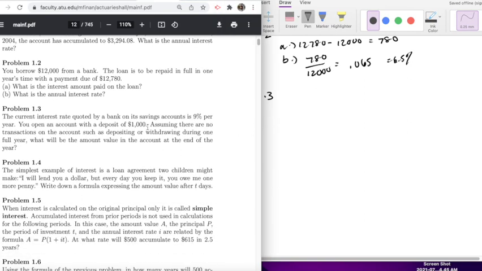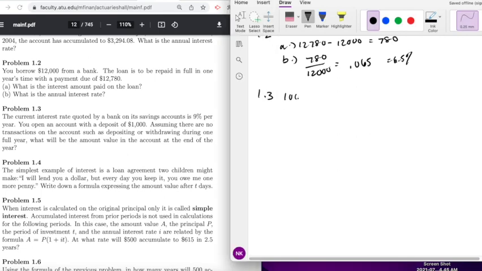Question 1.3. The current interest rate quoted by a bank is 9% per year. You open an account and deposit $1,000. Assume there are no transactions on the account, such as depositing or withdrawing. What will be the full amount at the end of the year? This is an easy one. It's just 1,000 times 0.09, so that's 9%. This is equal to $90 that they pay in interest, so the amount at the end is going to be 1,000 plus 90, which is equal to 1,090.